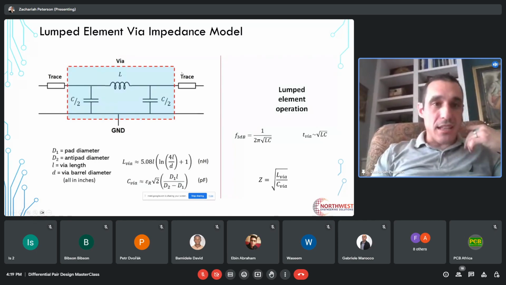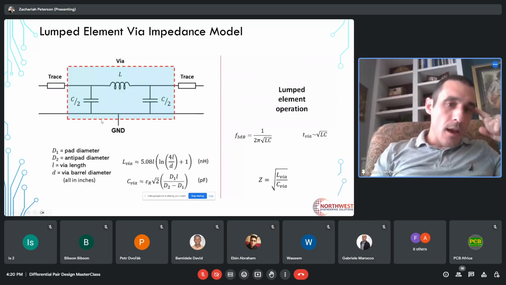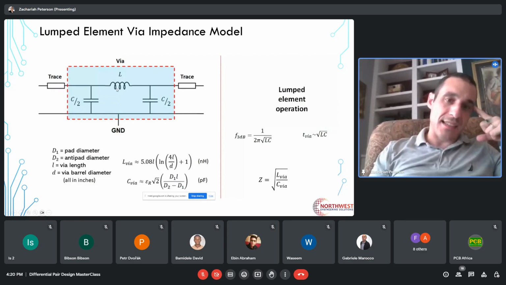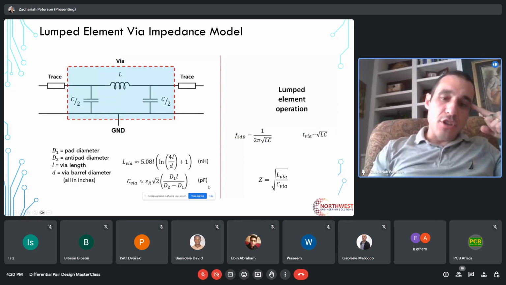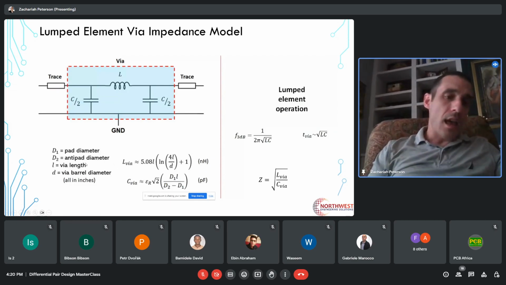But basically what the lumped element via impedance model does is it models a via as a pi filter, as you can see here. And we have a trace connection on each side, and then we basically just need to calculate what is the capacitance and inductance of that via, and you can do that using some via dimensions. What's the pad diameter, what's the antipad diameter passing through the plane, and then what's the via length.